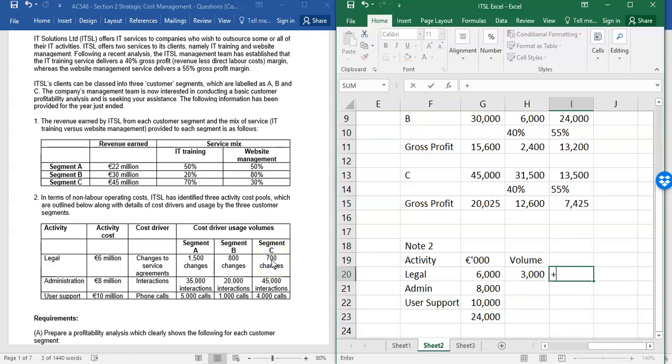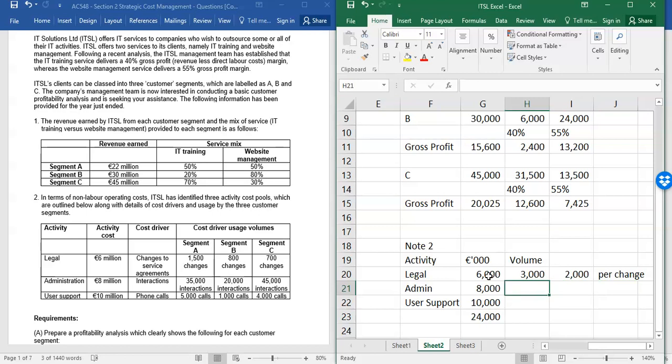That means the cost per driver is, now just be careful, because this is a full figure and this is actually 6 million. So be careful of your interpretation here. It's 6 million divided by 3,000, 2,000 per change. So if you got 2 per change, you've forgotten that this is actually 6 million, not 6,000. So watch for that when you are summarizing the figures.